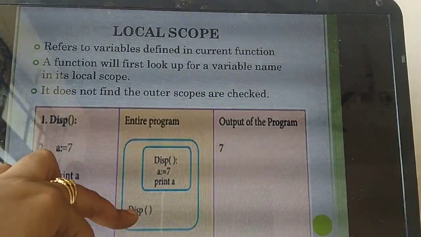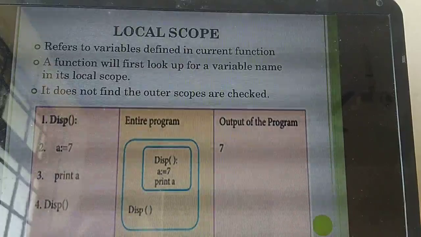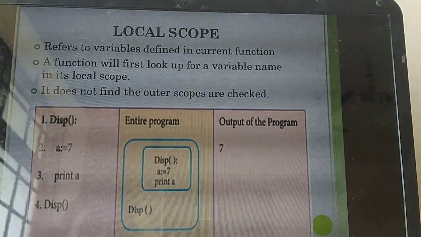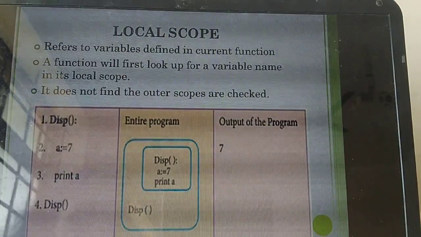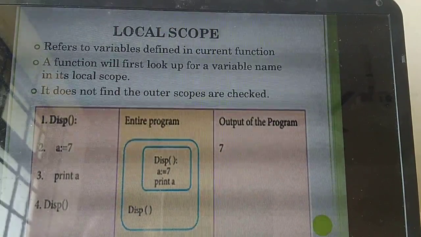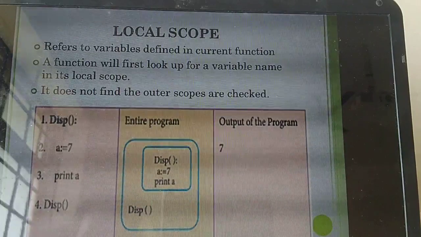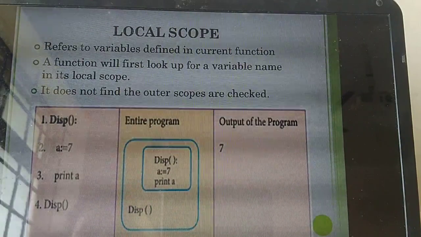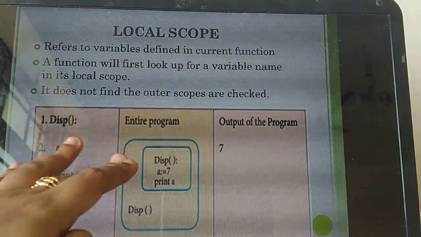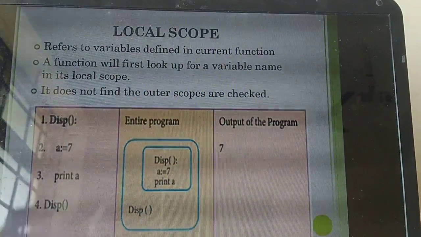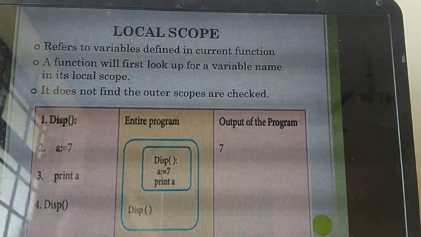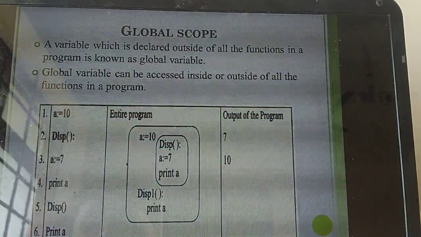Whether any variables I have declared outside the function? No. So will it check the outer scope? No. Understand now? So what are the things you have studied? Local scope means variables defined inside the current function. So it will always look up the variable present inside the current function. If it is not found, only then will it go to the outer scope. Inside the function I have defined the variable A, so it will print the result as 7. Outside the function there is no variable, so it will not display. Understand now?